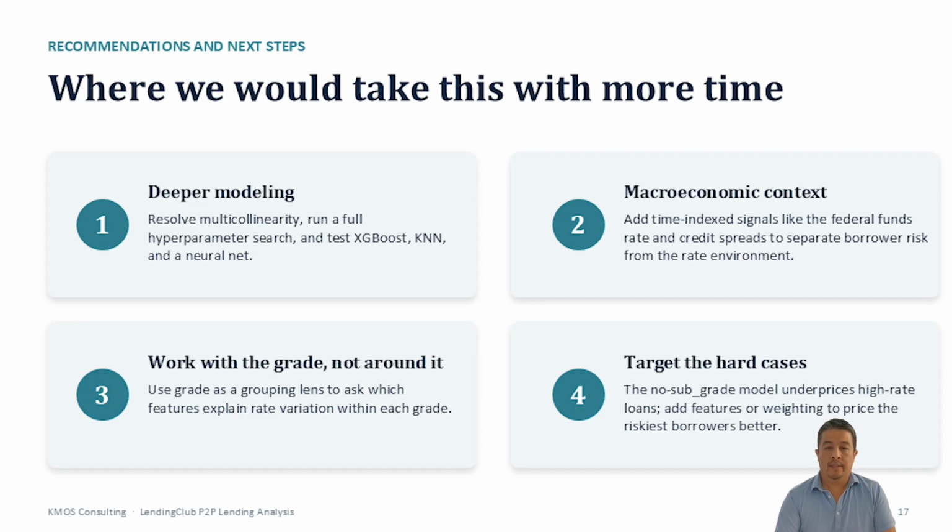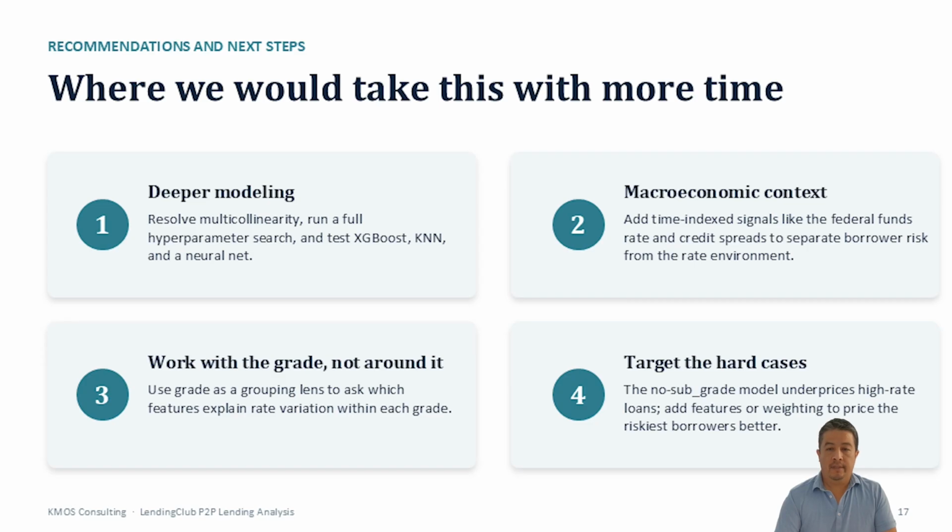The second recommendation is to bring in macroeconomic context. The LendingClub data covers loans from 2007 through 2018, which includes very different economic conditions. Interest rates, unemployment, credit spreads, and the broader lending environment changed significantly over that period. Additionally, time-indexed macroeconomic variables would help separate borrower-level risk from market-level conditions.